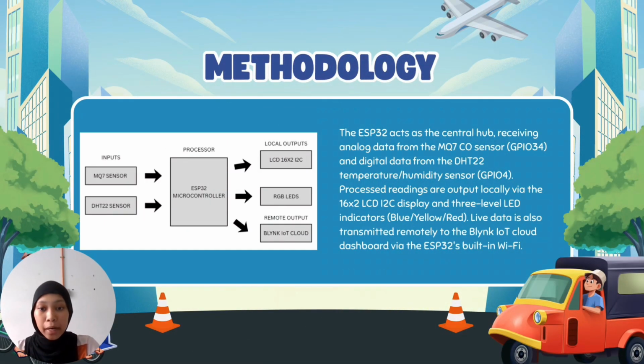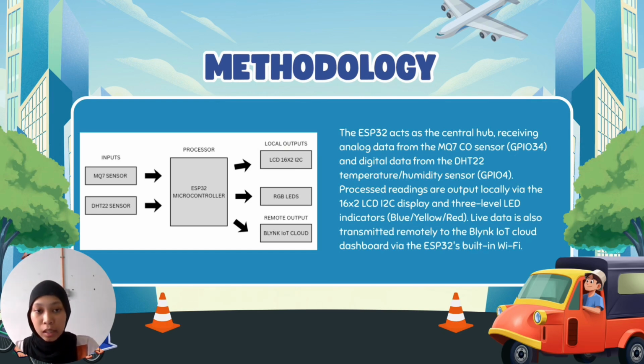For the methodology part of our project, the ESP32 microcontroller acts as the central hub, which receives analog data from the MQ7 sensor to detect the carbon monoxide value, and also receives digital data from the DHT22 sensor to detect the value of temperature and humidity.